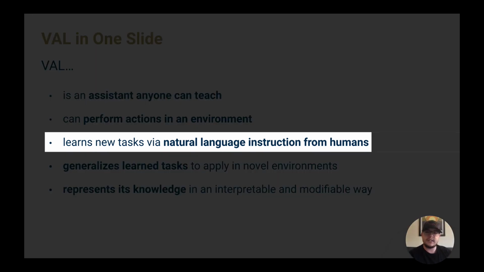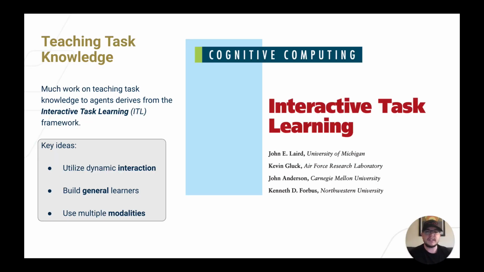While natural language is not the only way to learn tasks, it's the way we focused on here so that we could make use of the frankly meteoric rise of large language models over the past few years. VAL was inspired by the ITL framework, Interactive Task Learning, in which natural interactions with humans transfer knowledge to computer-based learning agents. ITL is a general framework that supports many communicative modalities, including gestures and visual diagrams.